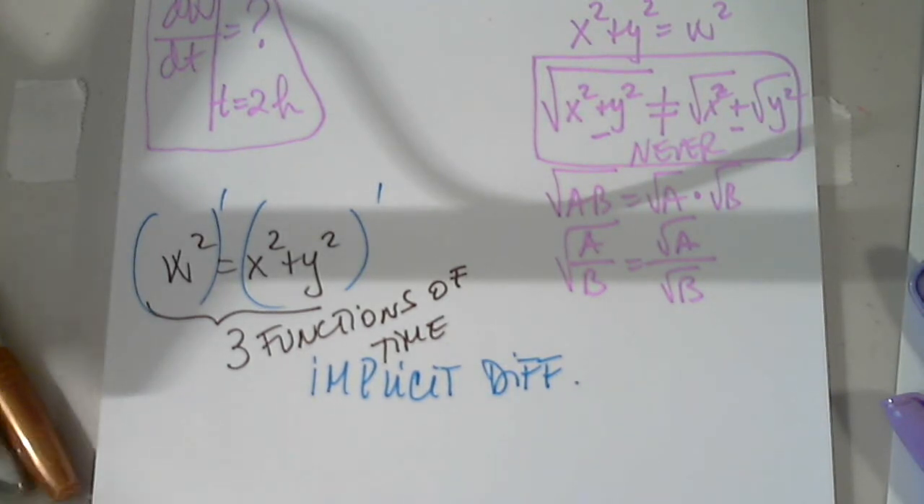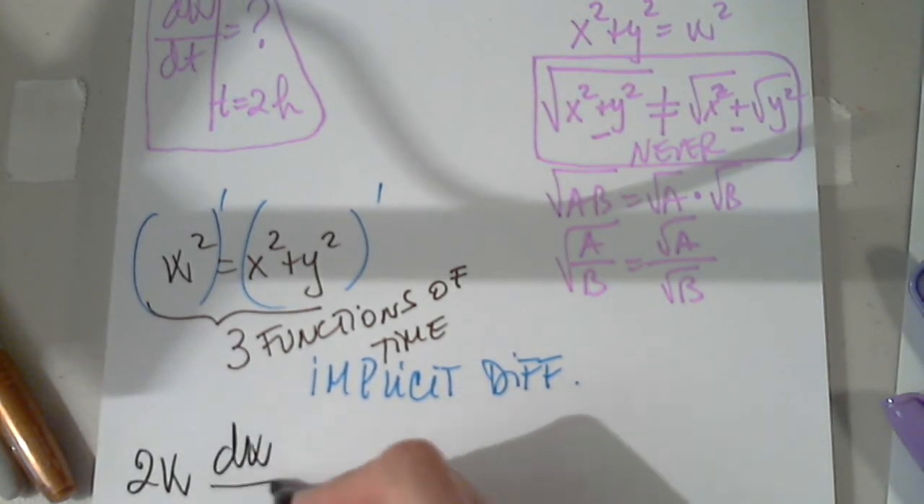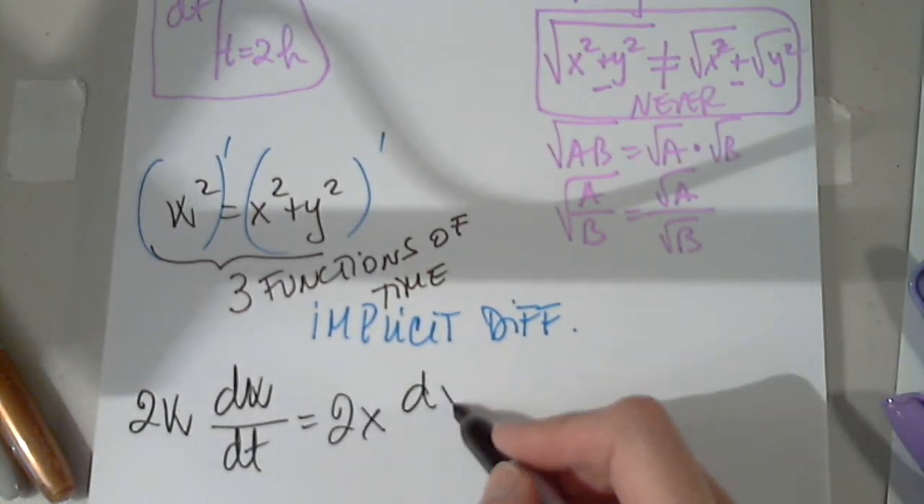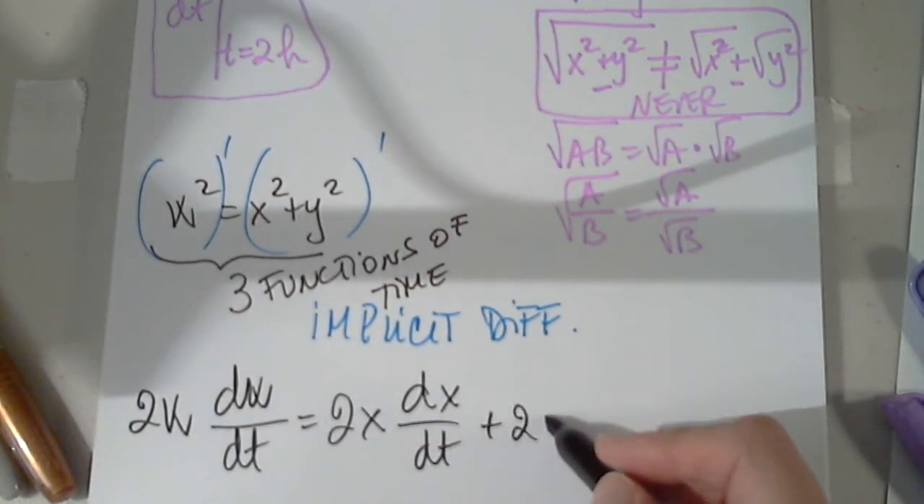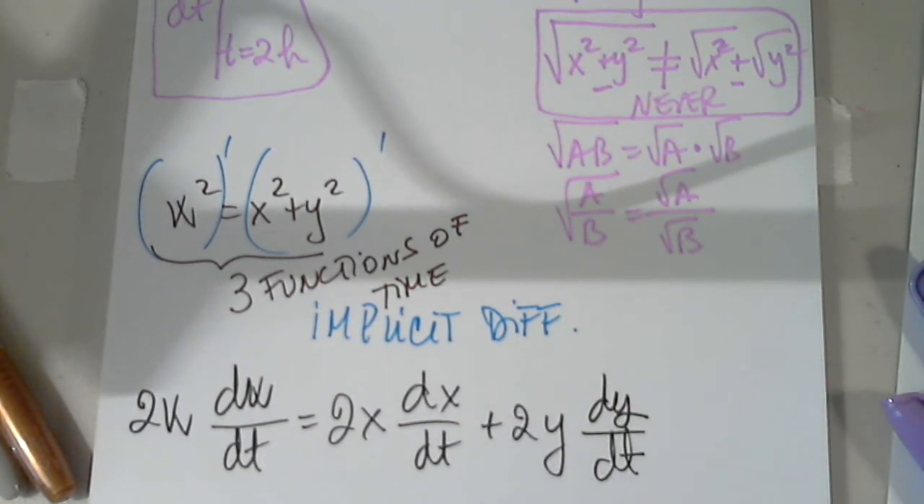So here's what I get. 2w dw over dt equals 2x dx over dt plus 2y dy over dt. Is this clear? Do we understand what's happening here? Do we agree with this step? Good. So then we will continue.